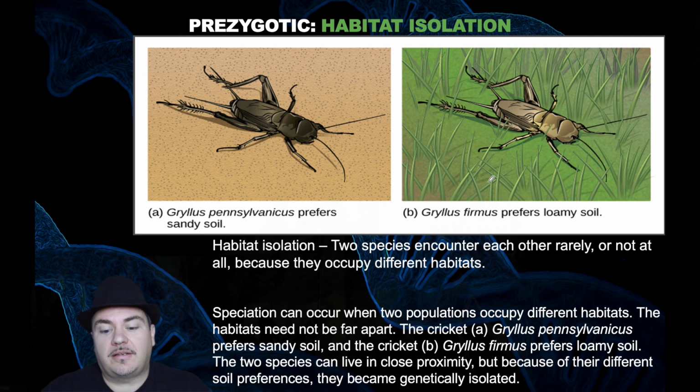Next type of prezygotic isolation is habitat isolation. Okay, so these two different species of crickets, they live relatively close to each other, but one species prefers sandy soil, the other species prefers loamy soil. So because of that, they're living in different habitats. So because of that, this one doesn't go over to this area, so it can't mate with this one. This one doesn't go over to this area, so it can't mate with this one. So again, they don't attempt to mate with each other. Why? Because they live in different habitats. That's habitat isolation, which is a type of prezygotic isolation.